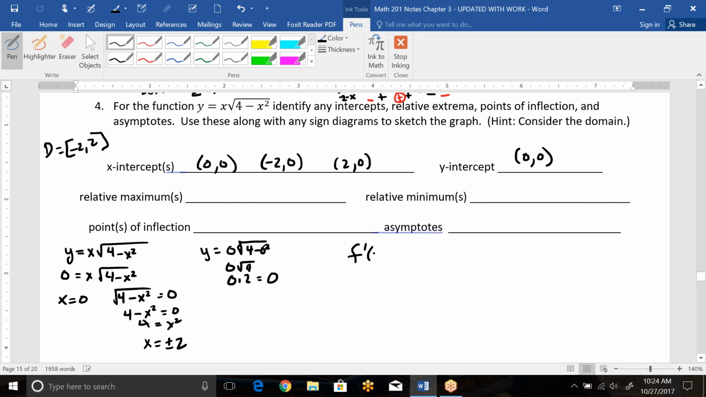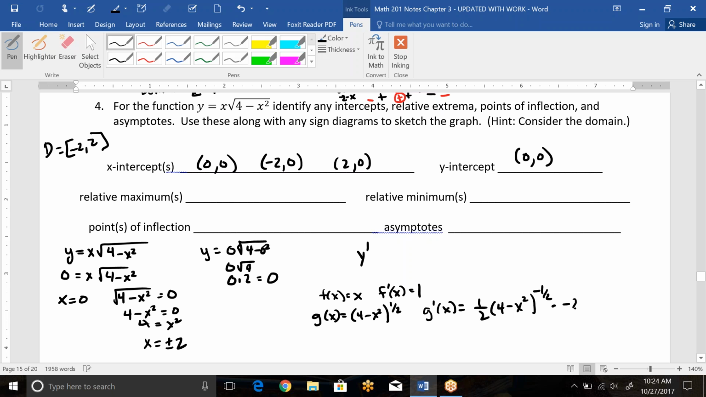So f prime of x, or we can just call this y prime since they didn't use f of x. Y prime, though, is going to have to be a product rule because you have an x times something that has a square root with an x. So if we let the first part of that be f of x, so that'll be x, the derivative of that would just be 1. If we let g of x be 4 minus x squared to the 1/2, because that's the square root of all of that, then g prime of x would be 1/2 parentheses 4 minus x squared to the -1/2 times the derivative of the inside here, which is -2x. So that -2 and that 2 in that denominator would cancel, so this just ended up being -x over the square root of 4 minus x squared. So that's the derivative of g.